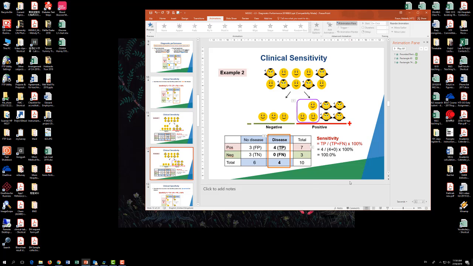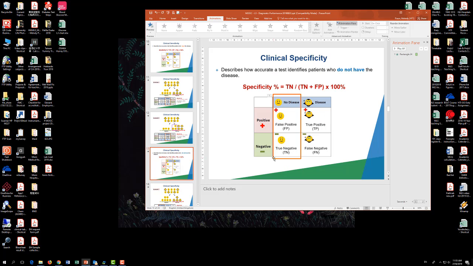Take another example. In this case, some of the normal people were falsely counted as positive. But by calculating the sensitivity of the test, still all the diseased people are tested to be positive. So the sensitivity of this test is still 100%. No diseased person is missed. Other than sensitivity, we will also check the specificity of the test.